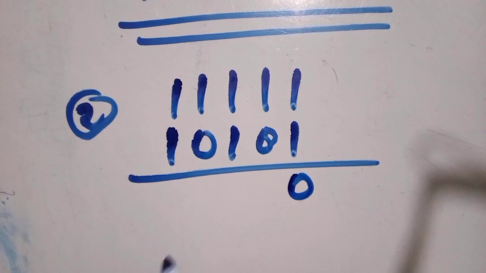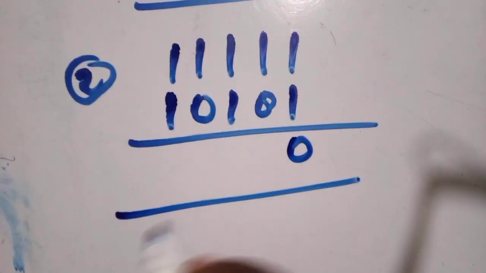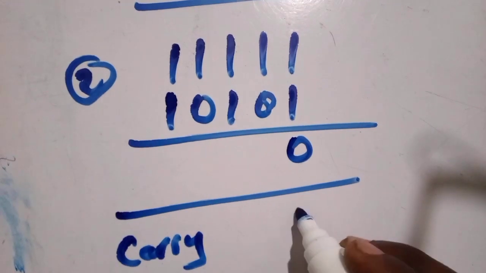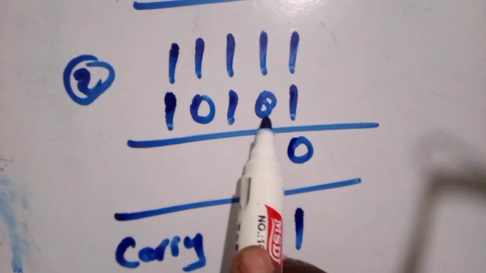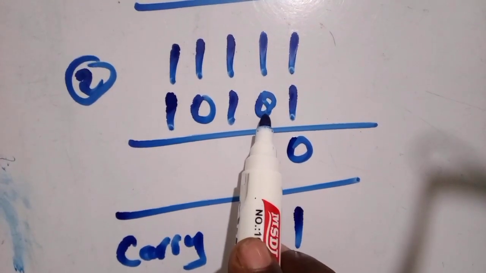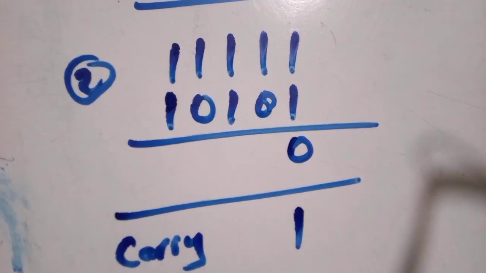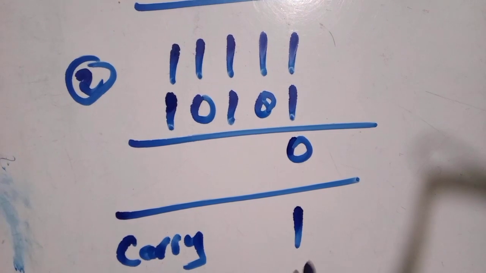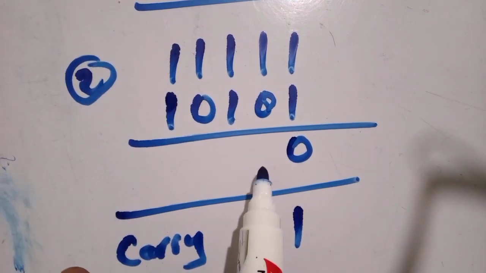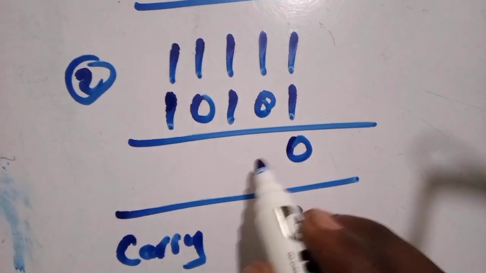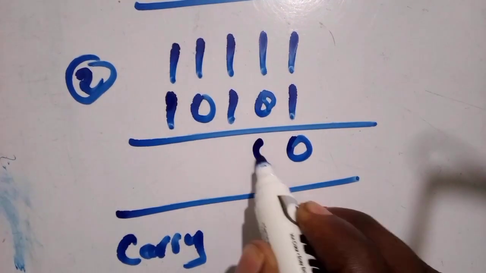Then we carry 1 here, carry 1 here. Then 1 plus 0, which is 1, plus 1, which is 2. So you can't write 2 even here. You divide 2 into 2, 1, with a remainder of 0. So you have to write the remainder here, which is 0.